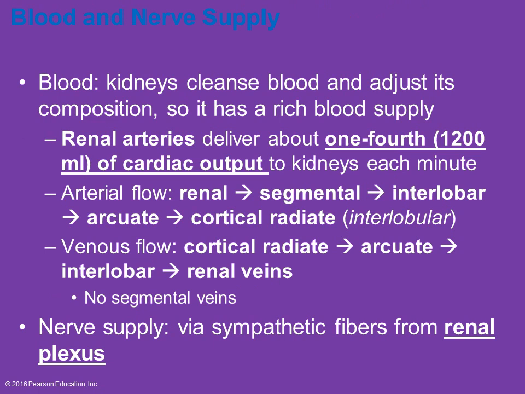Because the kidneys are helping to filter out the blood and remove drugs and toxins and waste products from the blood, they need a very high blood supply. When we look at the way the blood flow comes in to the kidneys, first blood is arriving through the renal arteries.